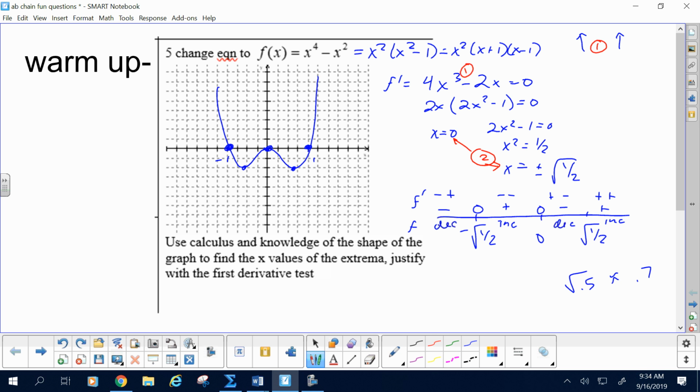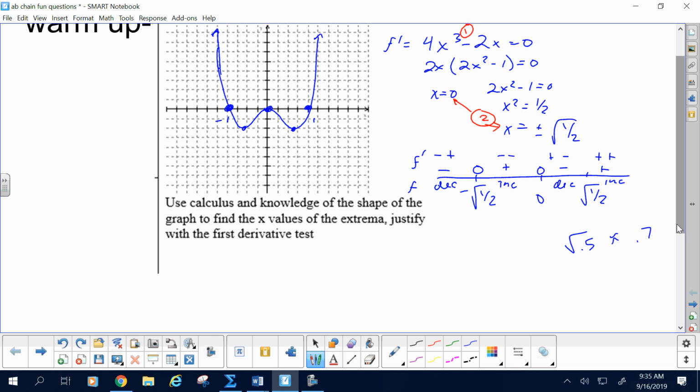Is there symmetry to this graph? What do you call a function that's symmetric about the y-axis? Like x squared, or x to the 4th, or x to the 6th, or something with all even powers. We should call it even, an even function. Is this an even function? Yes. Yeah, x to the 4th and x squared. They're both even powers. So a combination is still an even power. So this is an even function. It looks like that. And now, justify the extrema with the first derivative test.